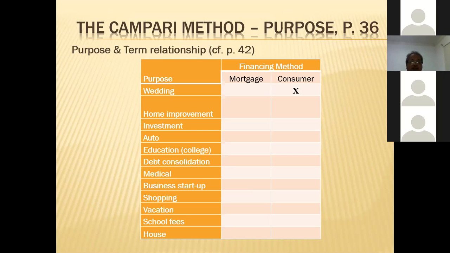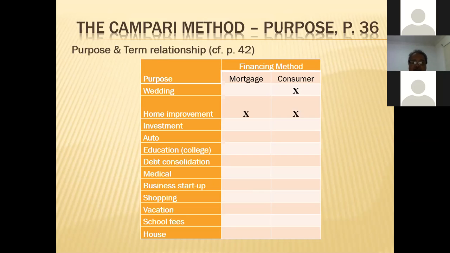Okay, so home improvement. Mortgage? I would say that can't be both. Depends on the amount. It could be both, based on the amount and/or the term required. Yeah. Okay. All right. Great.